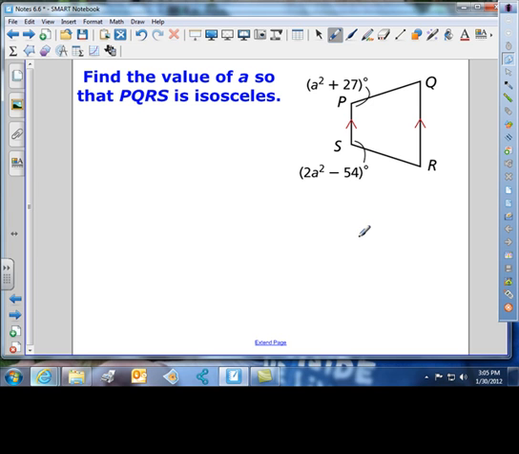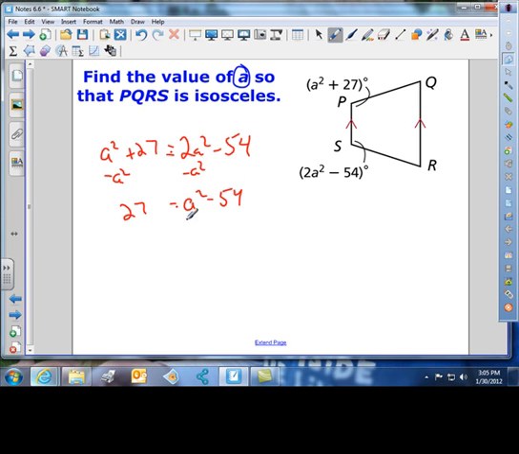All right. Now, again, we have the value of A, so we're supposed to find A so that PQRS is isosceles. Well, in order for this to be isosceles, what has to be true is these two angles would have to be congruent to each other. So I'm going to set this equation up, and in order to solve this equation, instead of an a squared here and an a squared here, let's take this a squared over here. So I get 1a squared minus 54 equals 27.